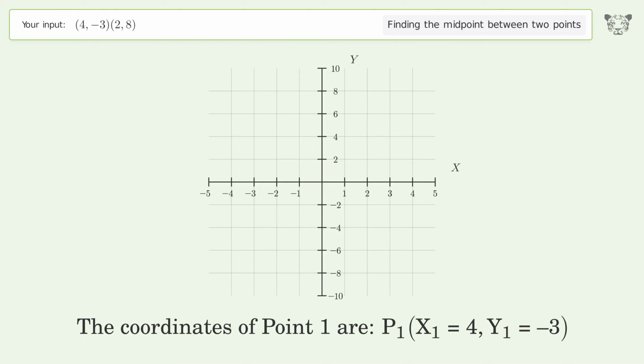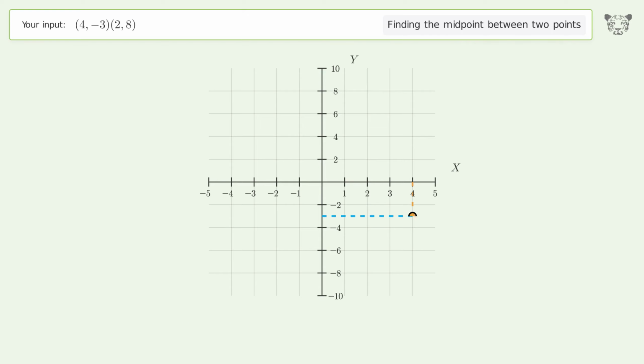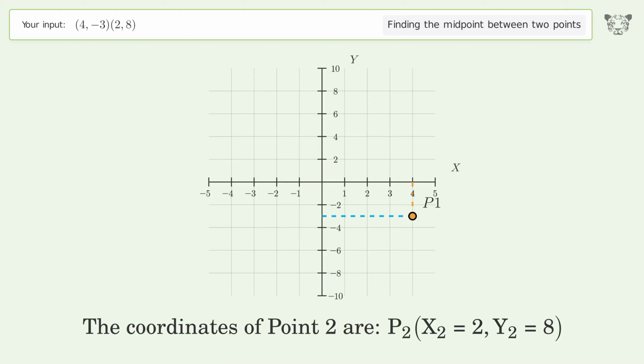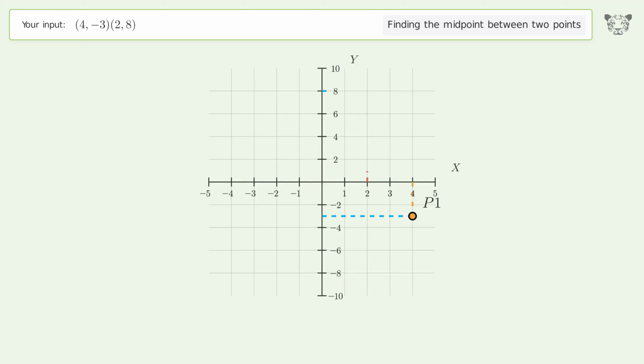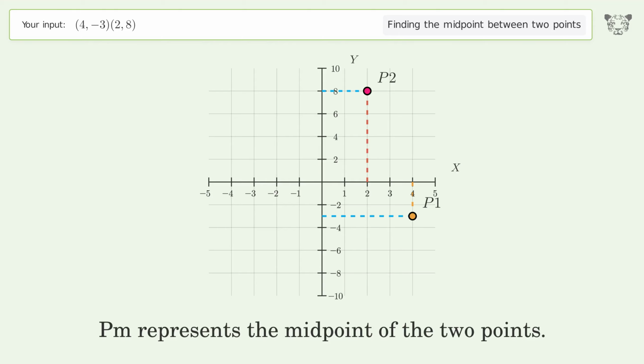The coordinates of point 1 are, x1 equals 4, y1 equals -3. The coordinates of point 2 are, x2 equals 2, y2 equals 8. PM represents the midpoint of the 2 points.